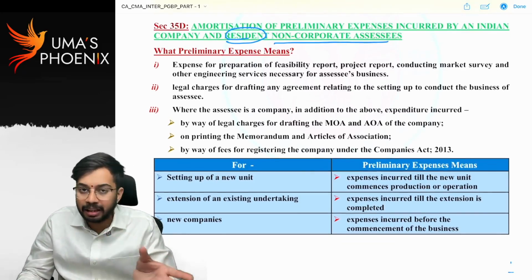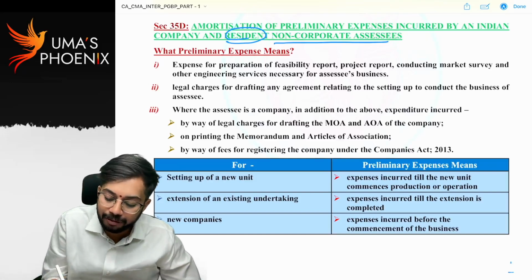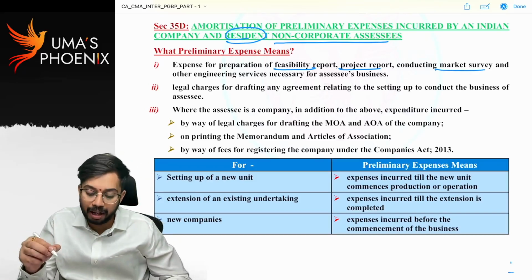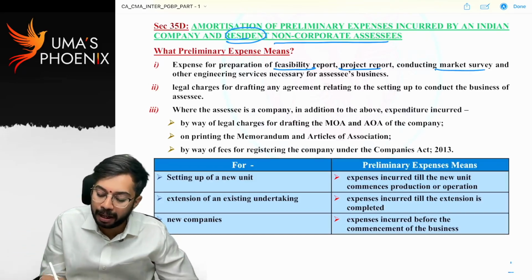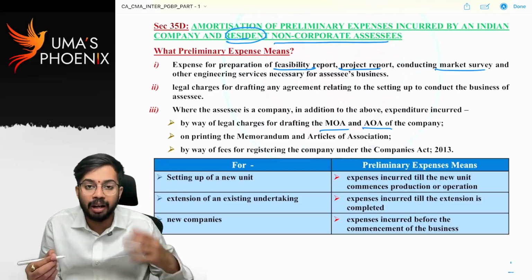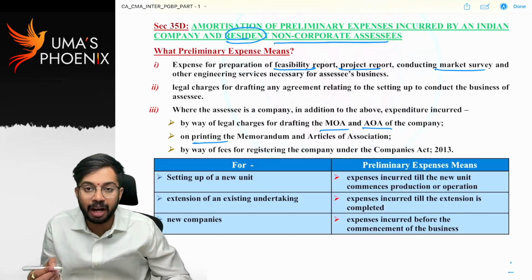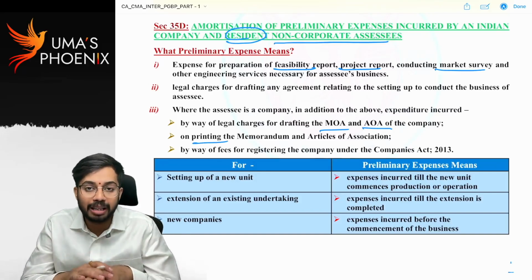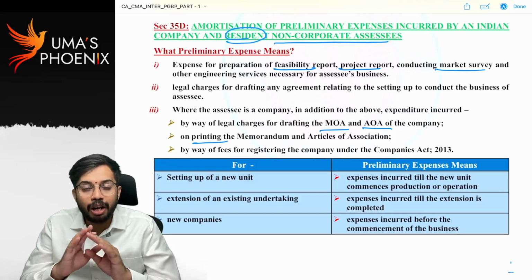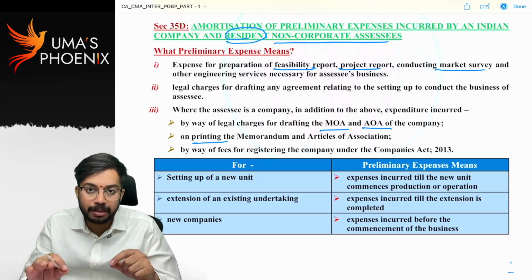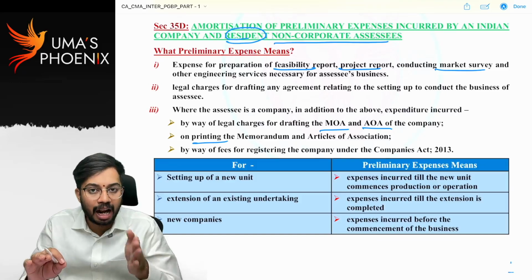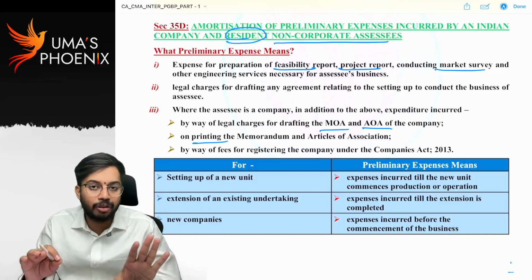See, before starting the business, for preparation of feasibility report, project report, conducting market survey, and in case of company, for preparation of MOA, AOA, and for printing of MOA and AOA, and whatever the legal charges for incorporation are there, all these expenses we call as preliminary expenses. Preliminary expenses are not allowed as deduction in the year of commencement at one go. That means in a single transaction, preliminary expenses are not allowed as deduction.